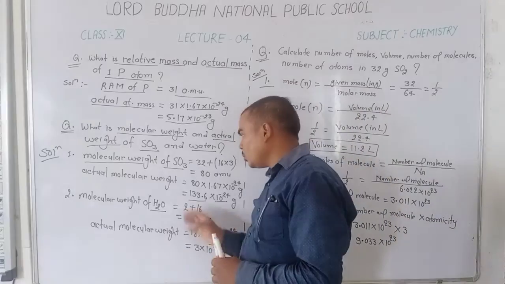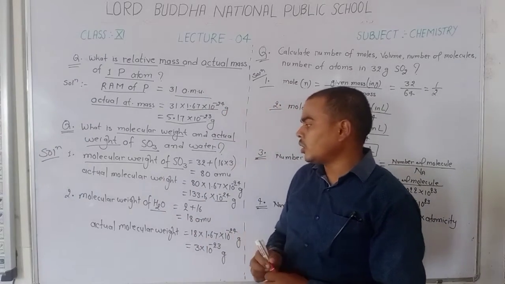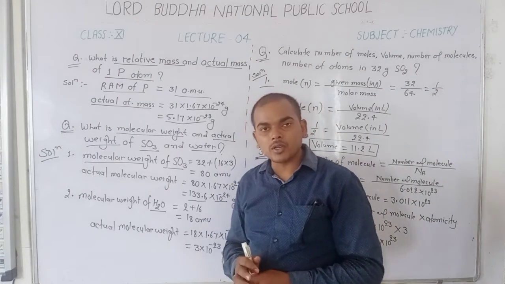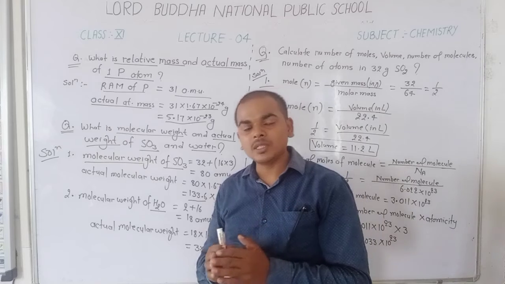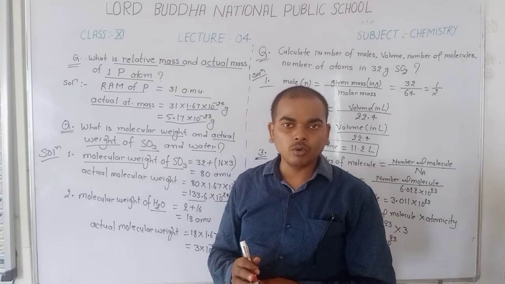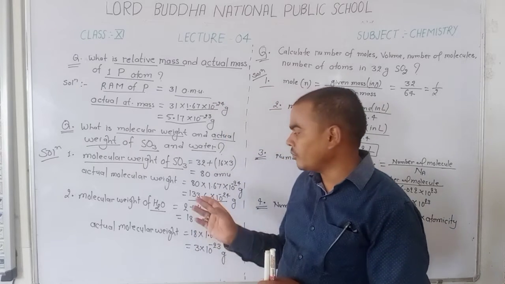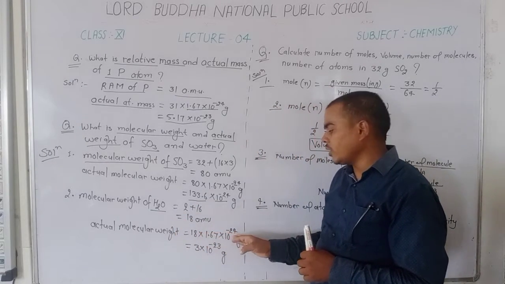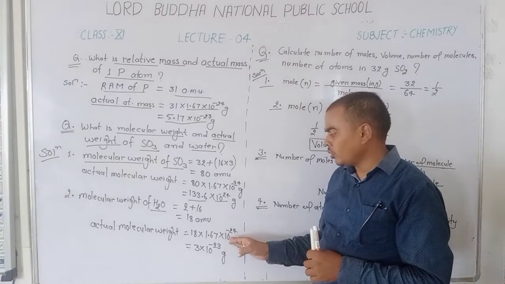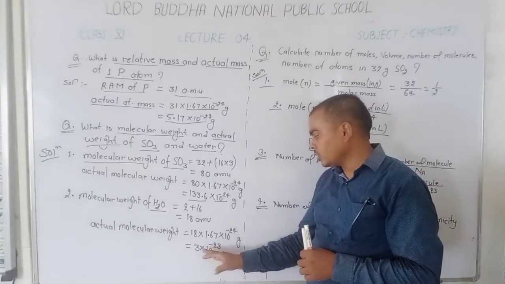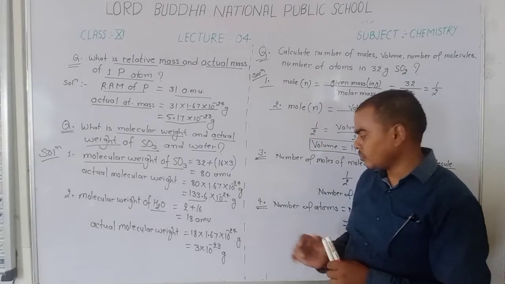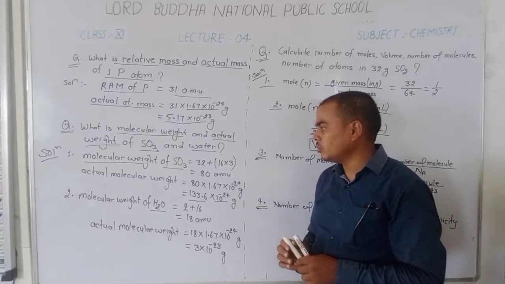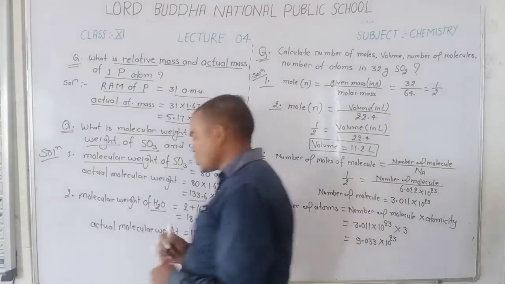But 18 AMU is the molecular weight, not the actual molecular weight. For finding the actual molecular weight, we multiply 1.67 into 10 power minus 24 gram with the given value. If we multiply 1.67 into 10 power minus 24 with 18, then we find 3 into 10 power minus 23 gram. This is the actual molecular weight of water, H2O.